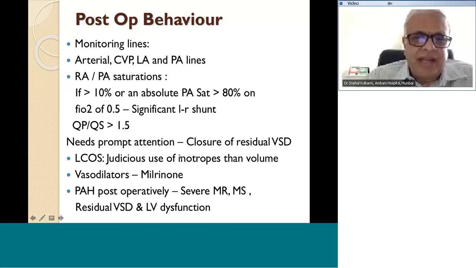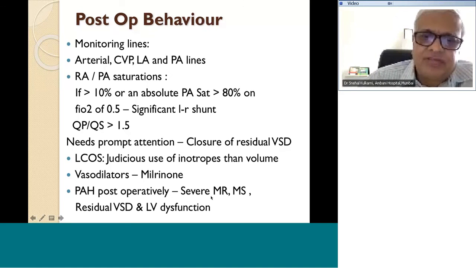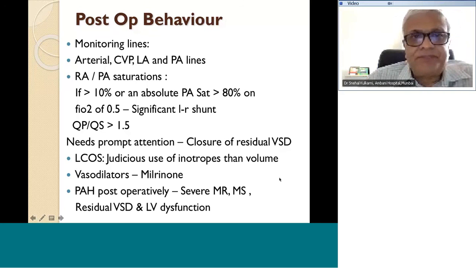Milrinone is preferred. And if there is pulmonary arterial hypertension postoperatively, in addition to the factors leading to pulmonary arterial crisis, I think what we need to know is also the severity of the mitral regurgitation, whether there is any mitral stenosis, residual VSD, or LV dysfunction, which can contribute to the PH postoperatively.